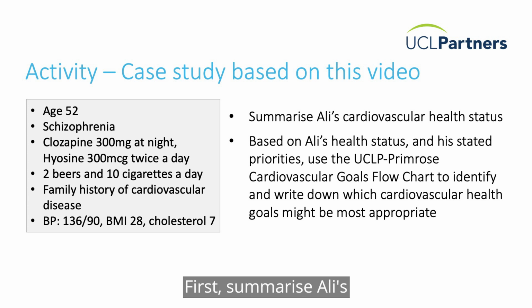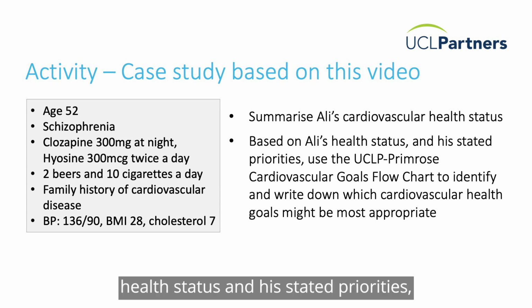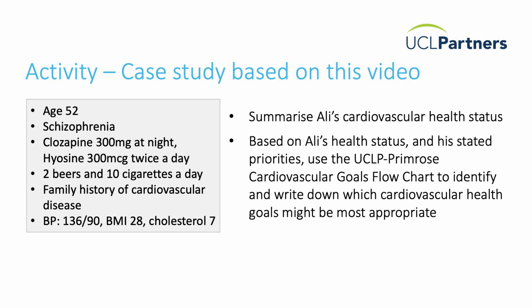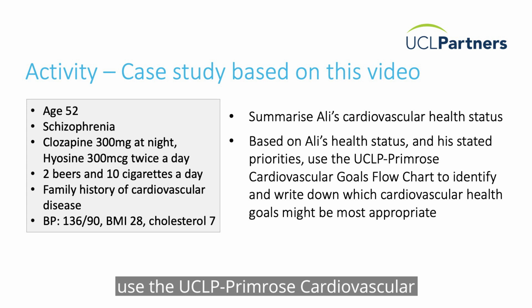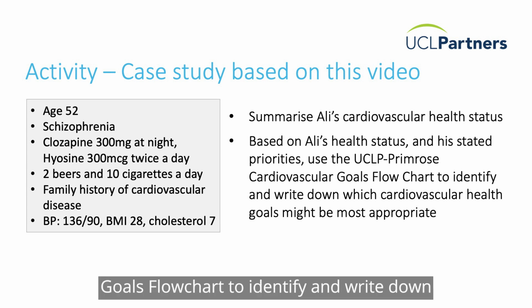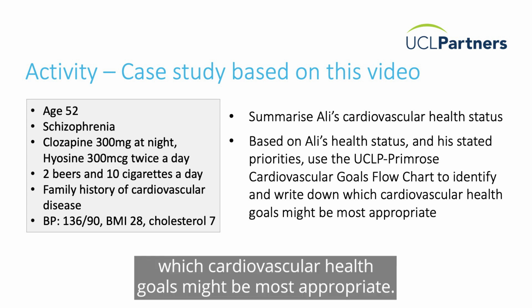First, summarise Ali's cardiovascular health status. Next, based on Ali's health status and his stated priorities, use the UCLP-Primrose Cardiovascular Goals flowchart to identify and write down which cardiovascular health goals might be most appropriate.